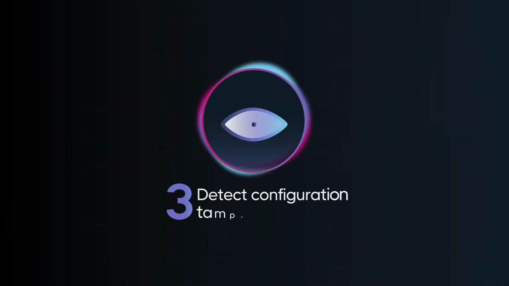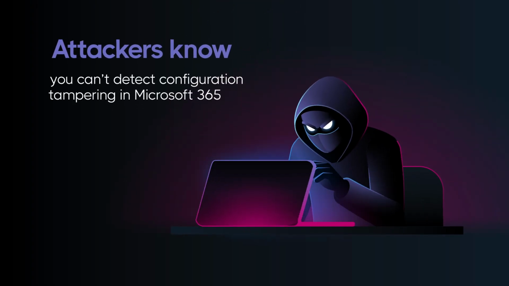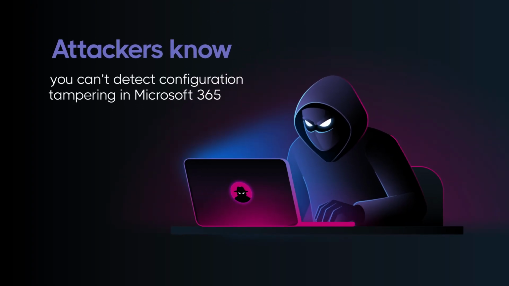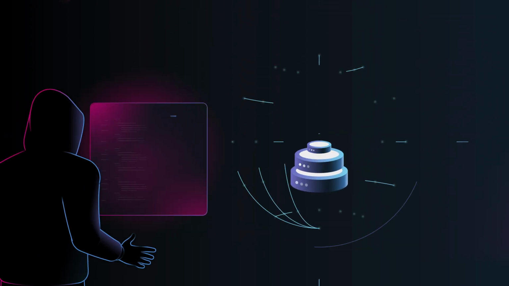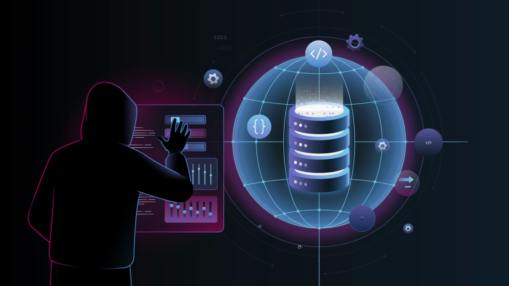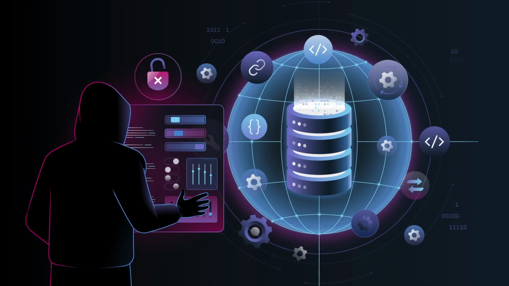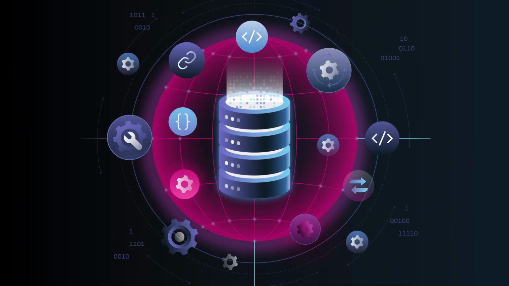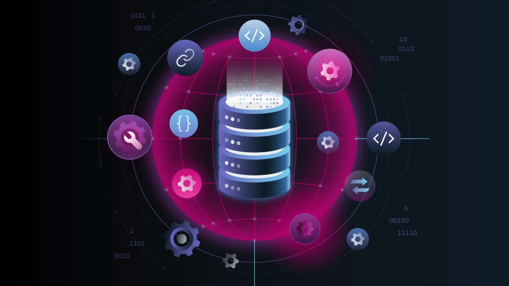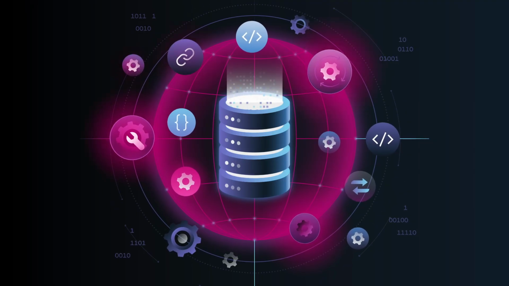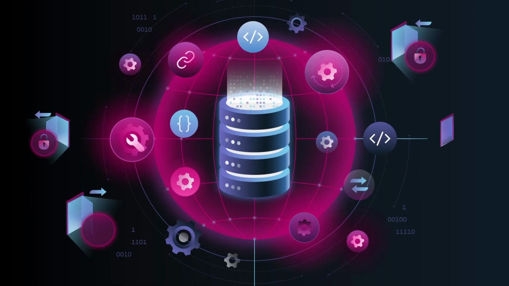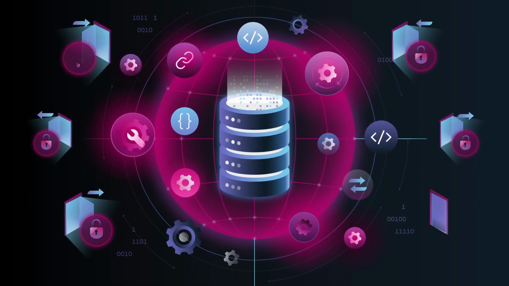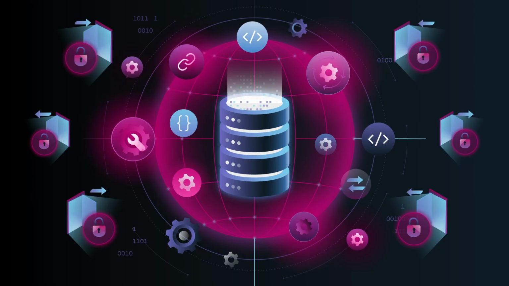Next, detect configuration tampering attacks. Attackers know you can't detect configuration tampering in Microsoft 365. That's why it's their favorite attack. When attackers get into your tenant, one of their first goals is to change critical configurations. The objective? To change your tenant's security posture to suit their needs rather than yours. They will open doors that you have intended to be shut and create re-entry points just in case they lose access to your tenant during the attack.